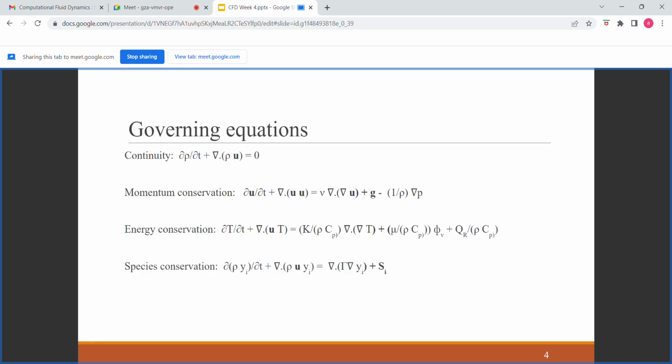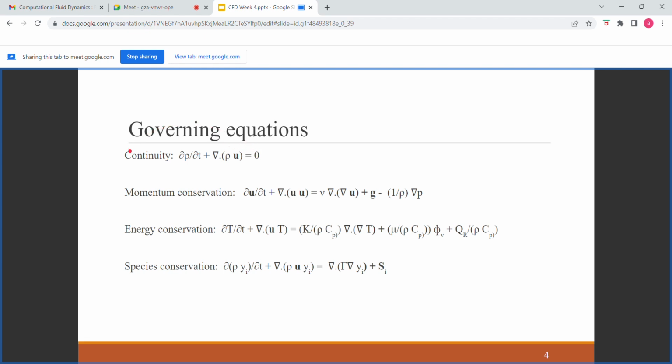Since we are dealing with mass transfer, heat transfer and chemical reactions in this week's tutorial, before moving on to the questions, we'll quickly go through what all the equations are that need to be solved. The first equation is the continuity equation: ∂ρ/∂t + ∇·(ρu) = 0.